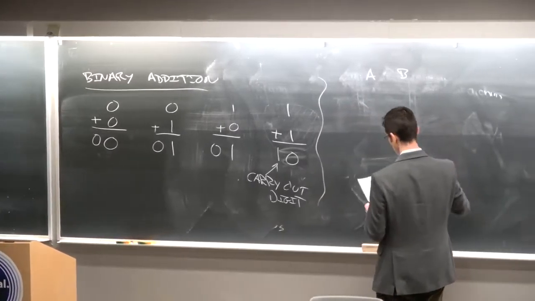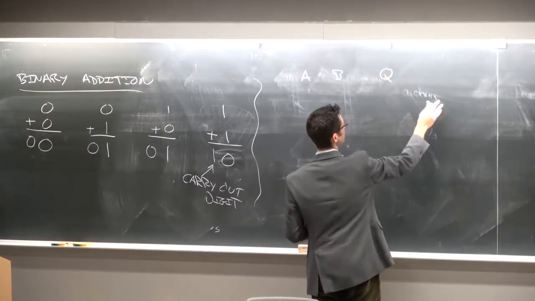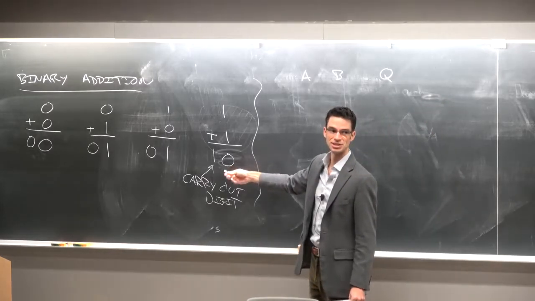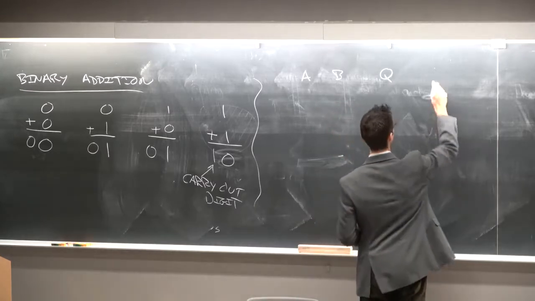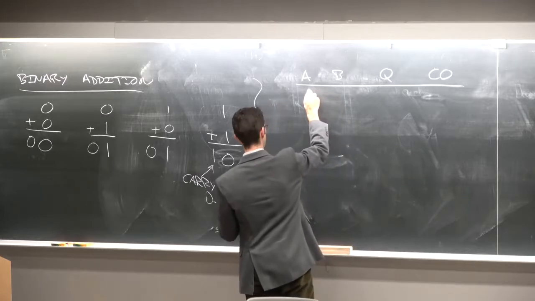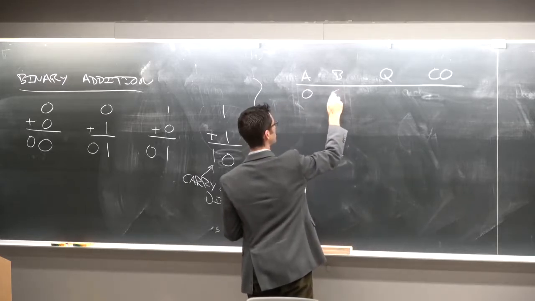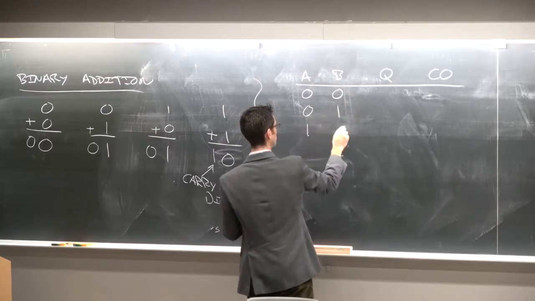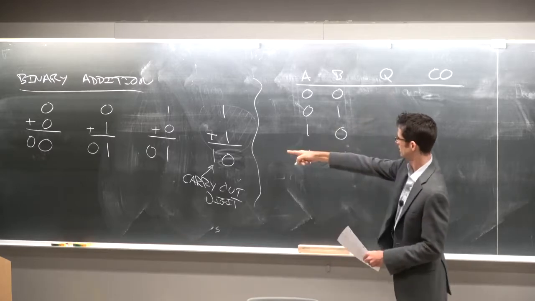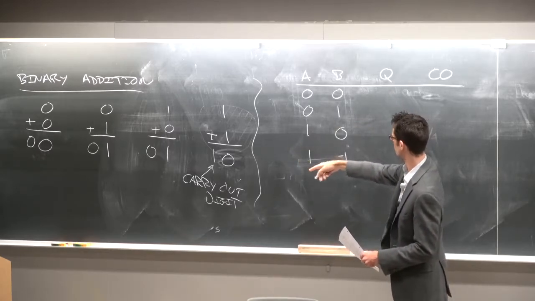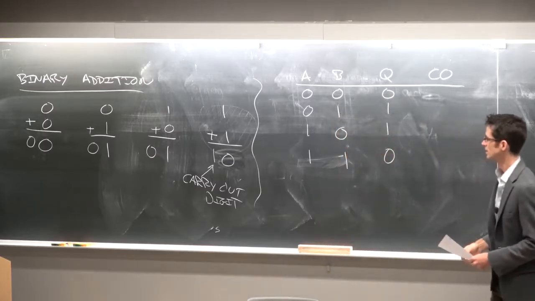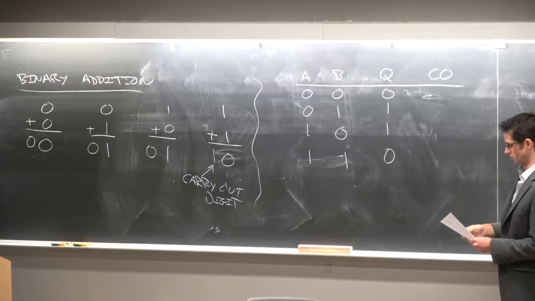So if we have the truth table for the addition, A, B, and Q, which is the least significant digit, the one all the way to the right, and then we have the carry out digit. We draw our normal truth table input 0, 0, 0, 1, 1, 0, and 1, 1. Our Q is 0, 1, 1, 0. And our carryout is 0, 0, 0, 1.